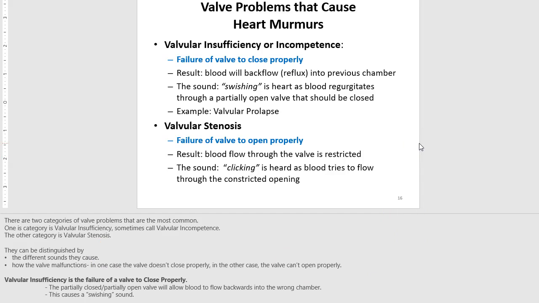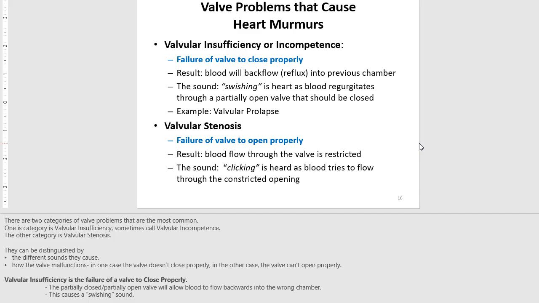There are two categories of valve problems that cause heart murmurs. One category is valvular insufficiency, sometimes called valvular incompetence. The other category is valvular stenosis. Now, the two can be distinguished from one another by the different sounds they cause, as well as how the valve malfunctions. In one case, the valve won't close properly, and in the other case, the valve won't open properly.